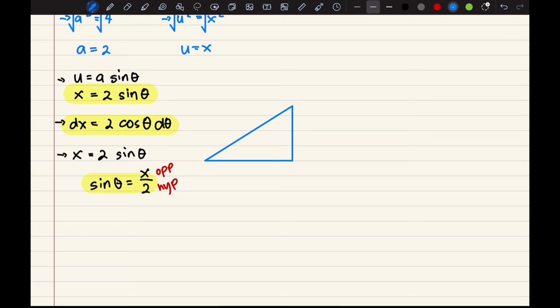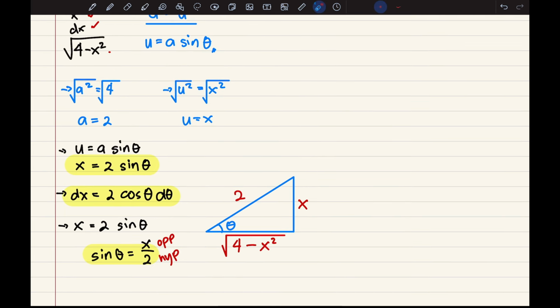So drawing the corresponding triangle, we have our right triangle here. If this angle is theta, our opposite side is equal to x, and then our hypotenuse is equal to 2. And the equation of this side right here can be found by using Pythagorean theorem. So we have the square of the hypotenuse, 2 squared is equal to 4, and then minus the square of the other side, which is x. So the square of x is x squared.